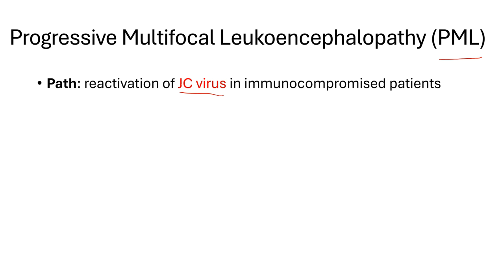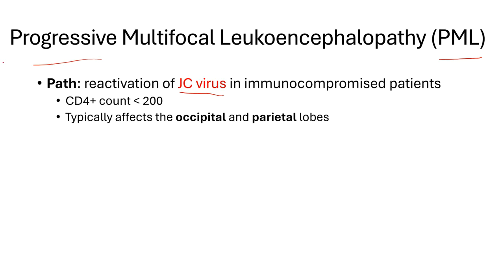This leads to widespread demyelination in the brain, causing progressive neurologic decline, hence the name. Thus, typically, with people with PML, we expect a CD4 count less than 200. We can also see this with people on immunosuppressant treatment, which we will talk about in the upcoming slides. This typically affects both the occipital and parietal lobes.